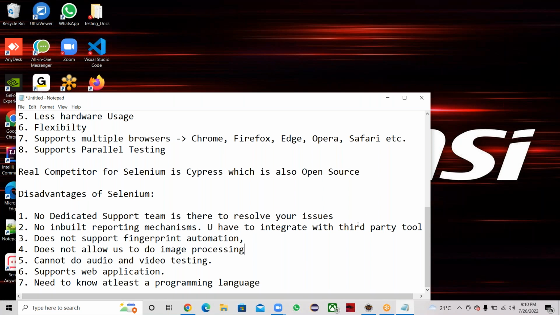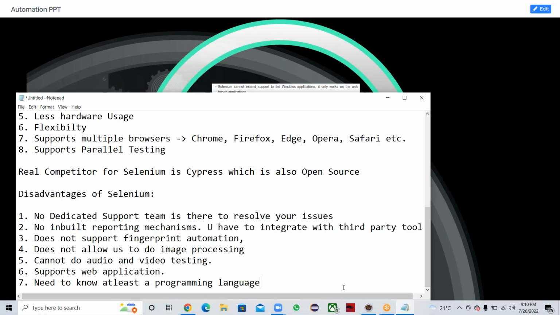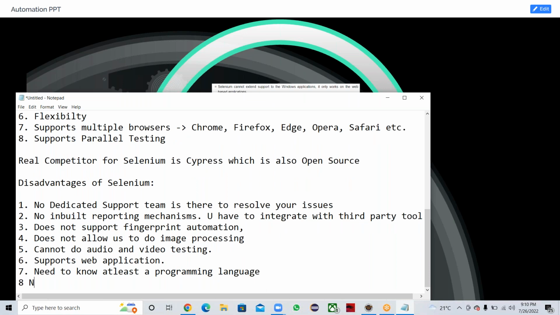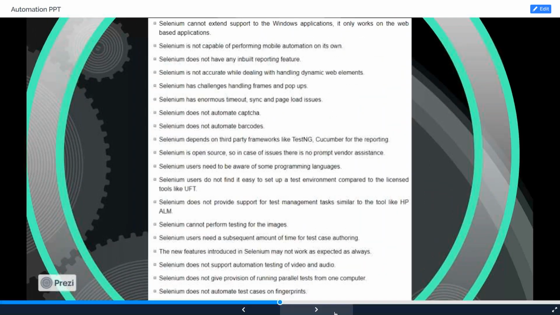So coming to Selenium, we also need to know the architecture of Selenium. Okay. One more disadvantage of Selenium I forgot to say: no direct integration with any test management tools such as Jira and all the stuff. Clear, everyone?